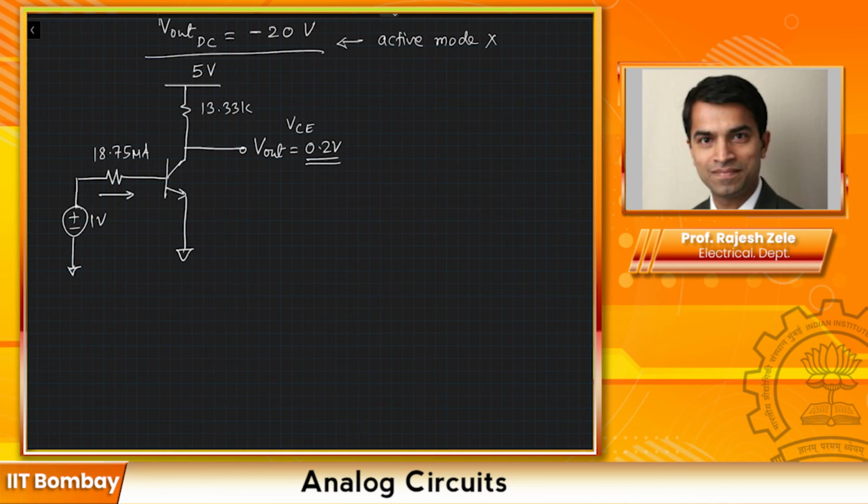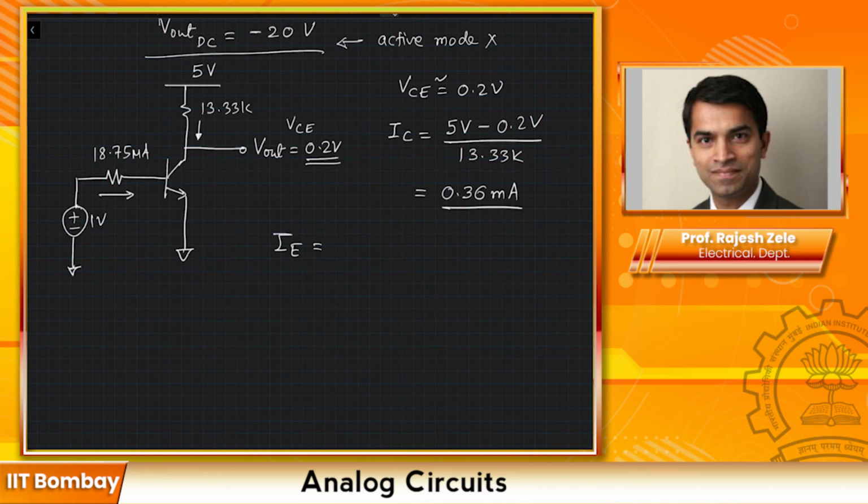Now let's figure out all the currents. First of all, what is the collector current IC? We said VCE is approximately 0.2 volts. Then IC is equal to 5 volts minus 0.2 volts divided by 13.33 K, and this comes out to be 0.36 milliamps. Of course, this current is less than the 1.8 milliamps that we had calculated.